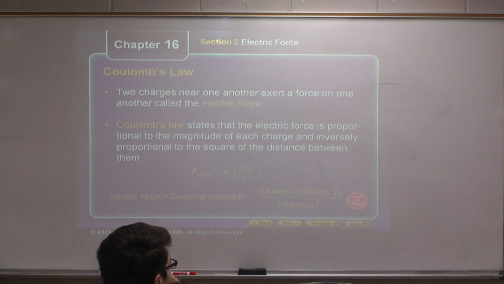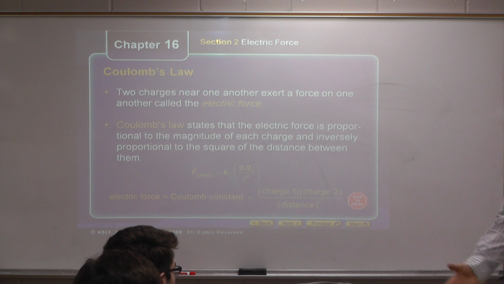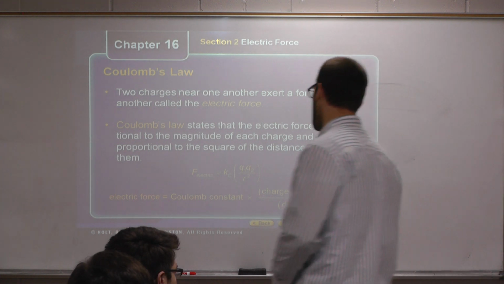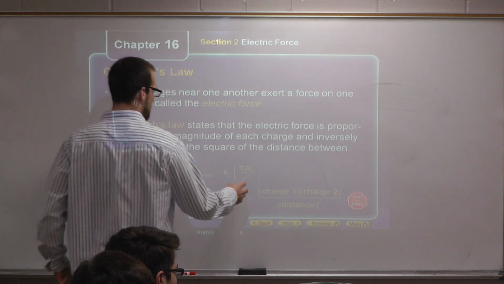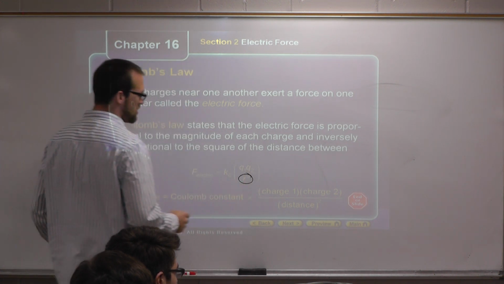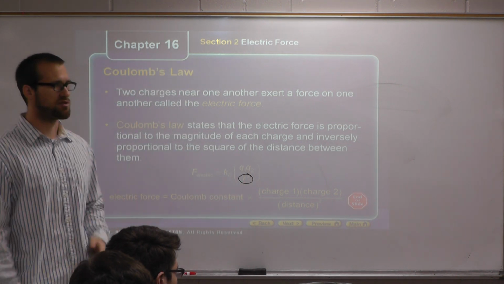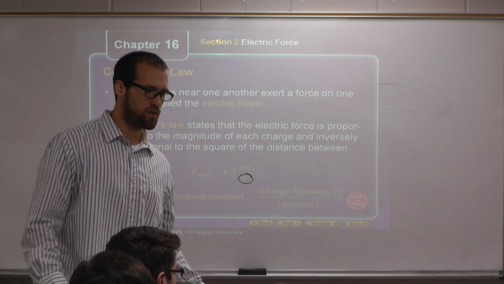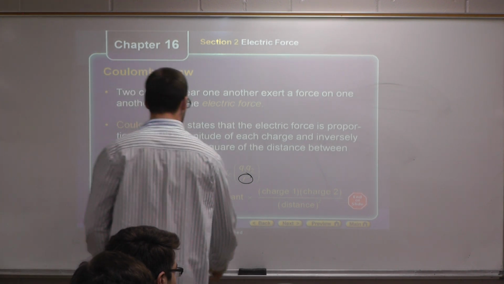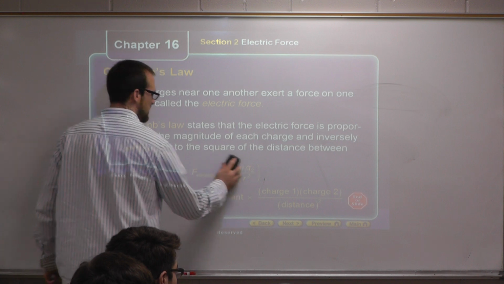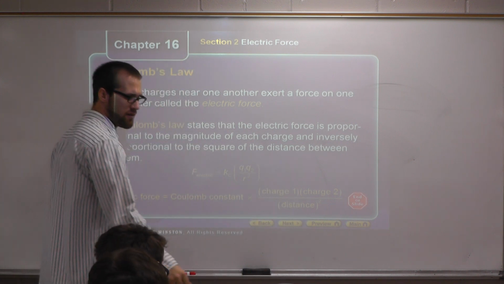Like if I have a charge right here and I have a charge at the other end of the school, are they going to have much of a force acting on them? No. Unless they had a really strong magnitude. Alright? So what you're going to find here is that your distance is inversely related to your force and your charge is directly related to your force.